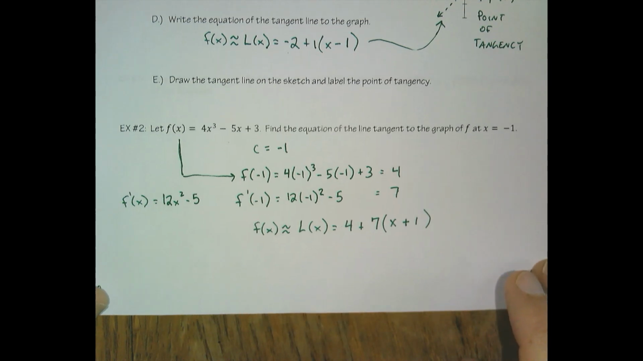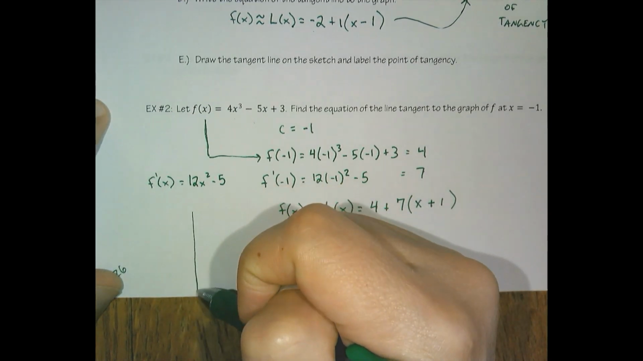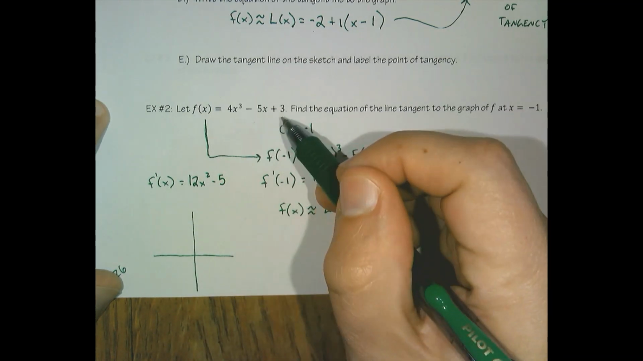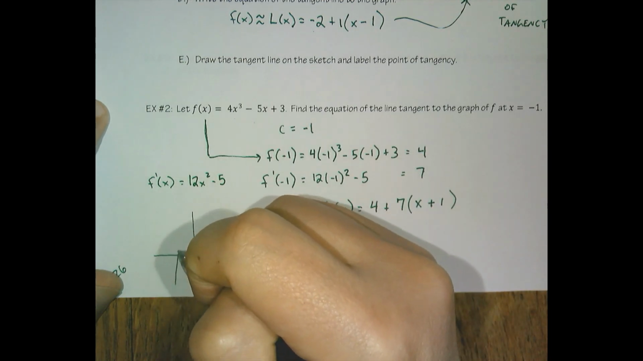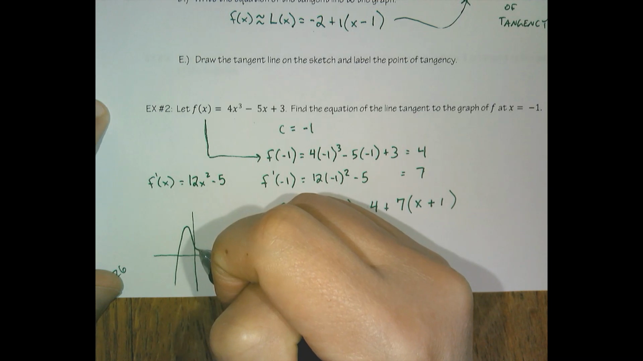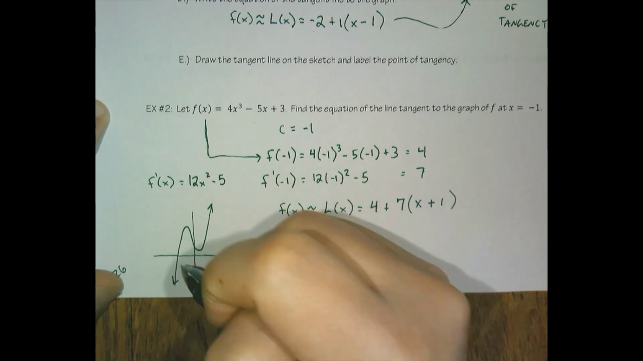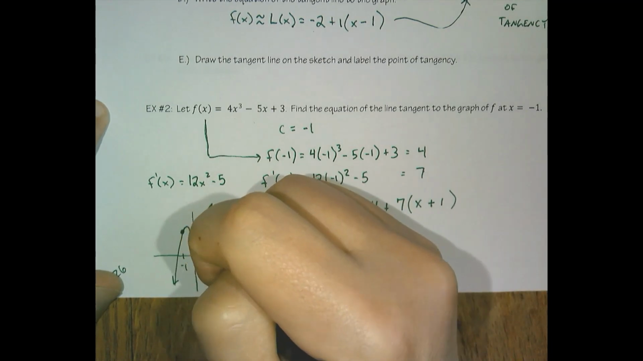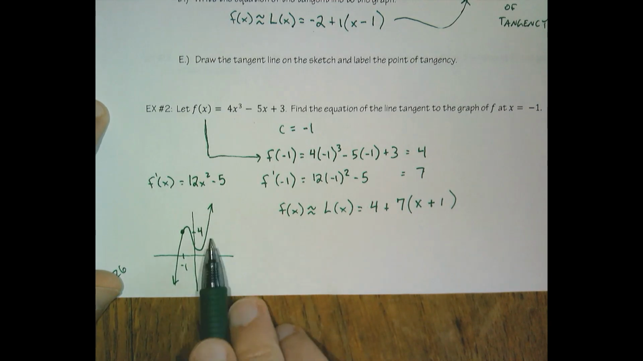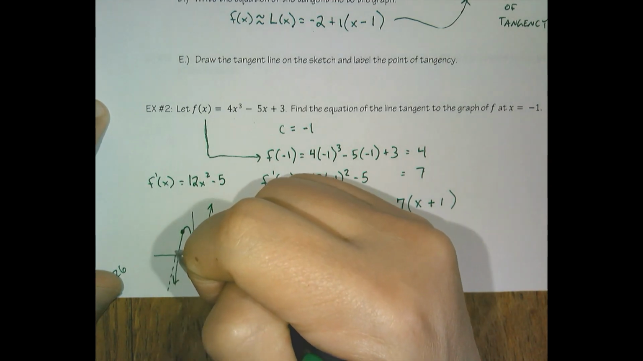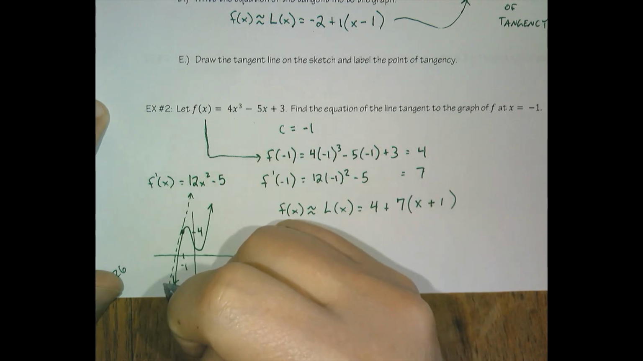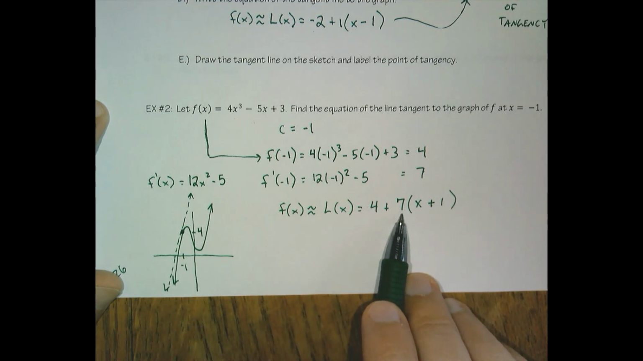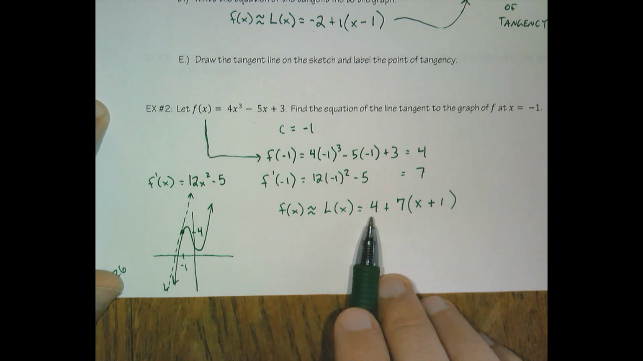Not that they asked us to graph this, but so that you can visually see what this might look like. If you were to grab your calculator or graphing utility and picture this graph on the graphing screen, you would see that it is a cubic polynomial that looks something like this. At a value of -1, we are at a height of 4. So there's our point of tangency, -1 comma 4. And then the tangent line is a very steeply sloped positive line, and that's what we have here. Steep, as in vertical stretch by a factor of 7, left 1, up 4.